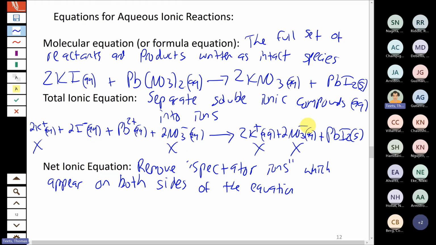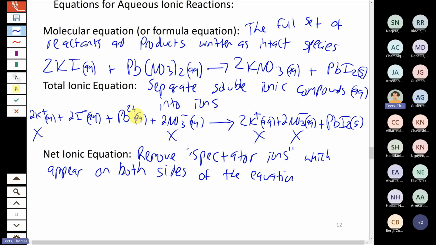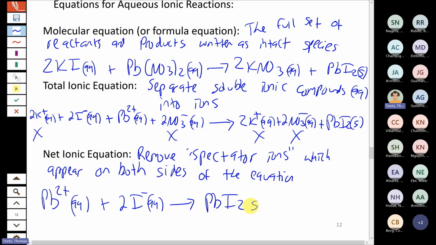So when we write the net ionic equation, we just remove those 4 ions, or those 2 ions, I guess, that are appearing on each side of the arrow. Conventionally, we write it in order of cation plus anion. So the net ionic equation for this would be most commonly written as Pb2+ (aq), that's on the left side, along with 2 I-. And then all that's left on the right side is the solid that forms between them, PbI2.